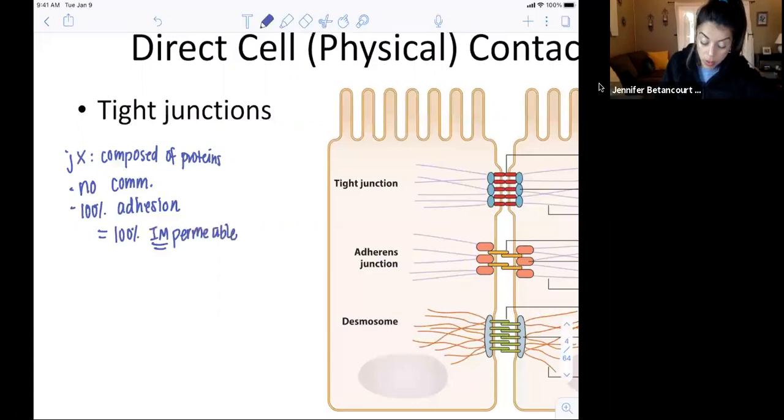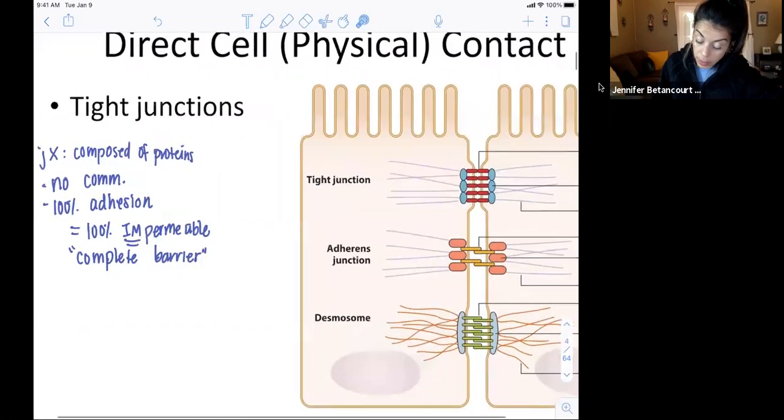Impermeable. That's why there's no communication, no molecules, no signals, nothing's happening. It's like taking a test. No one's talking to anybody, okay? All right, impermeable. So we say that it is a complete barrier. So no molecules are going this way. No molecules are going this way, nothing.